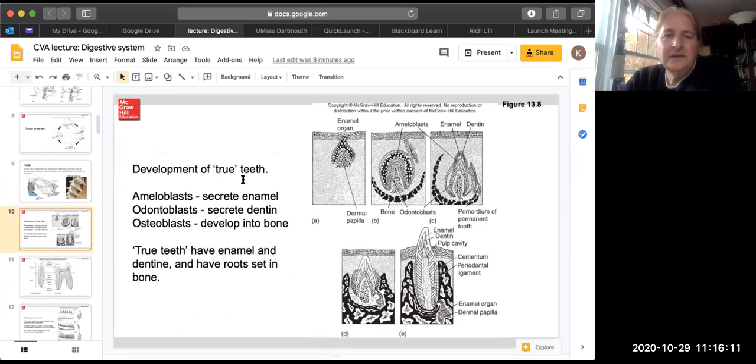So true teeth, what they call true teeth, have these three types of progenitor cells that produce these three types of structural tissue. So when it says blast, that means a progenitor cell that's going to form the type of cells. So ameloblasts are those cells that produce enamel. Odontoblasts are dentine, and osteoblasts develop into bone.